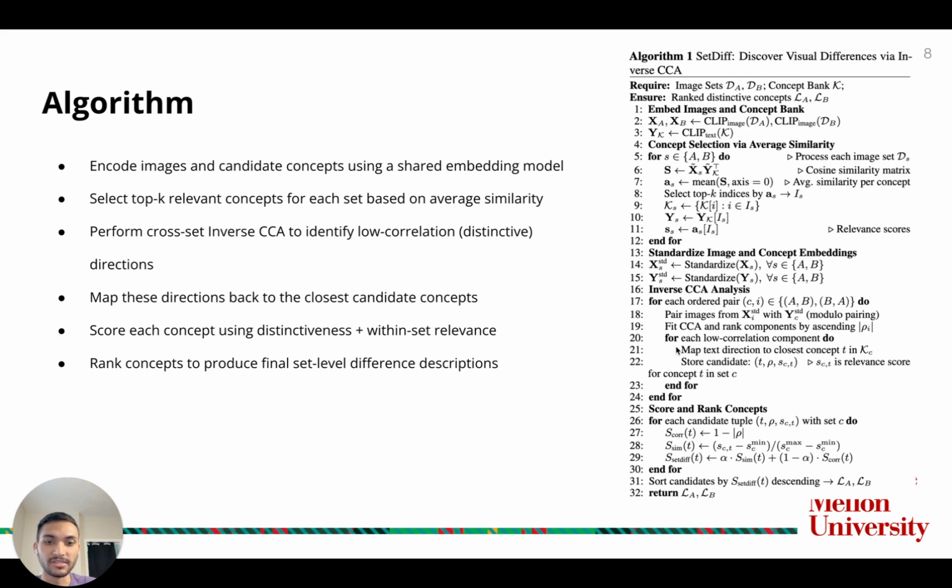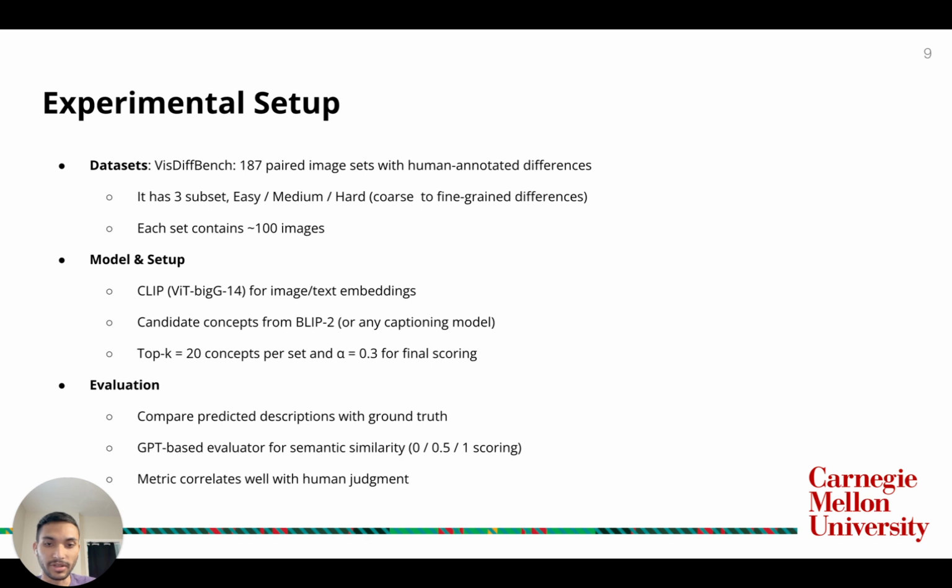Now this slide is just a summary of the whole algorithm. It follows the same steps as the pipeline we just discussed, but in a more formal way. Now coming to our experimental setup, we evaluate SetDiff on 187 paired sets across easy, medium, and hard splits. We use CLIP embeddings and BLIP-2 for candidate concepts, and evaluation is done using a GPT-4 based semantic similarity metric, which is aligned with human judgment.